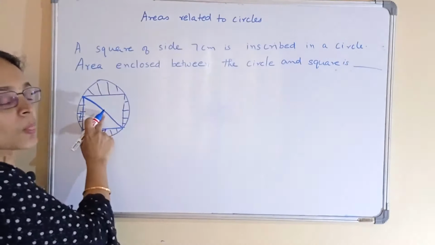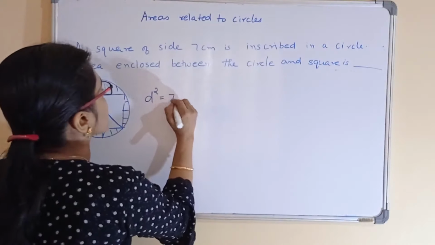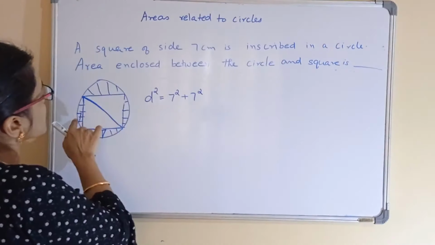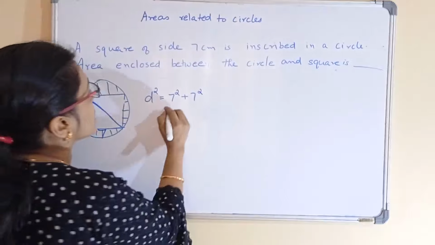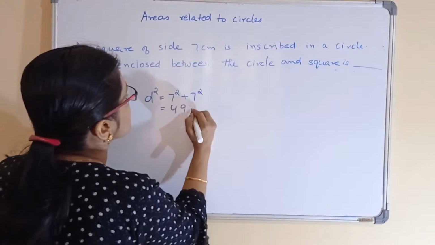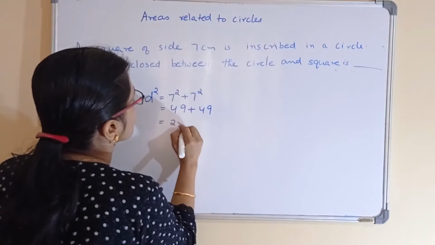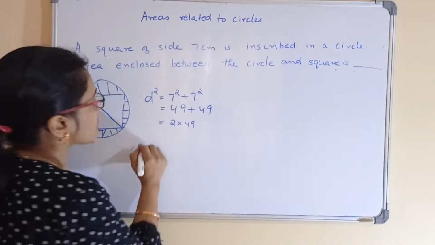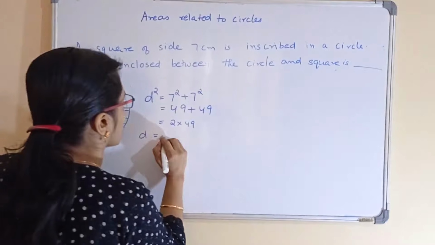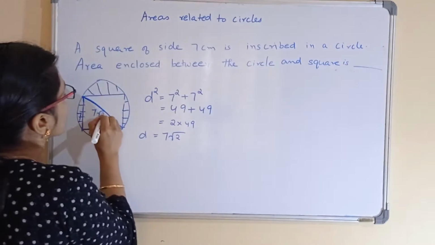this D. So we have D square equal to 7 square plus 7 square. Pythagoras theorem is hypotenuse square is equal to base square plus altitude square. So this is equal to 7 square plus 7 square, which is 49 plus 49, or we can write this as 2 into 49. So what is D? D equal to root of 2 into 49, which is 7 root 2. So we got this as 7 root 2.